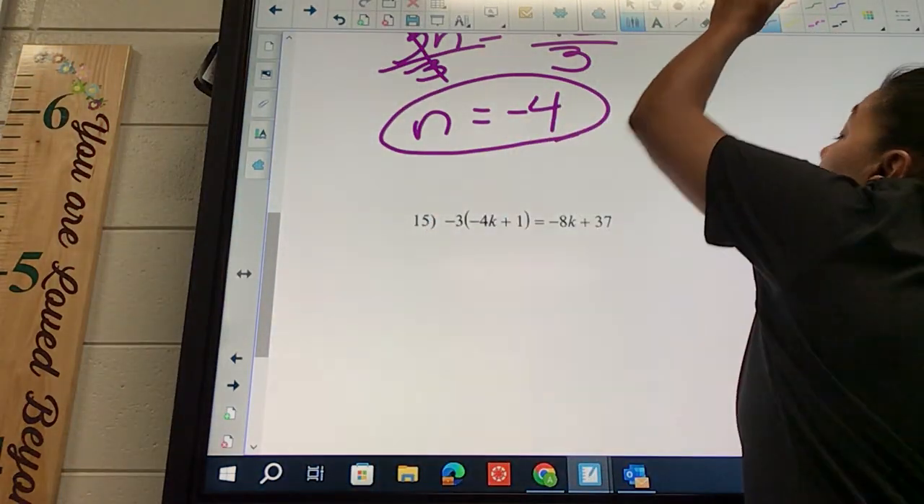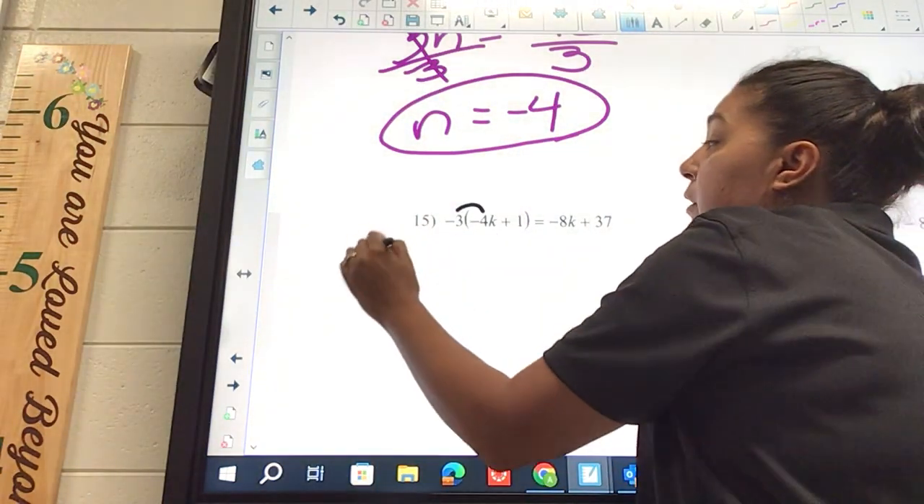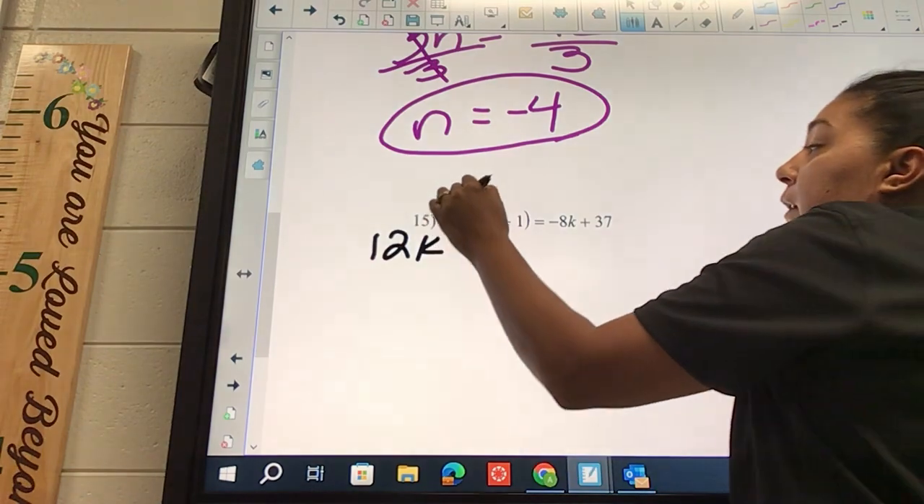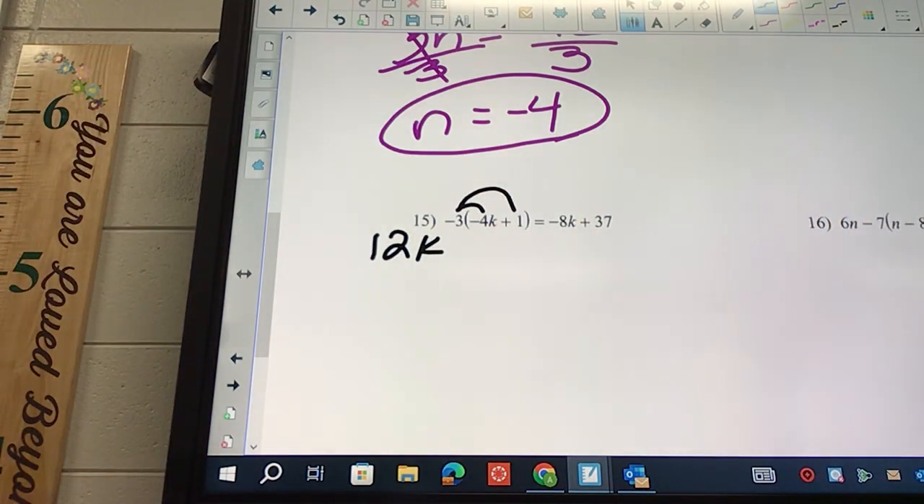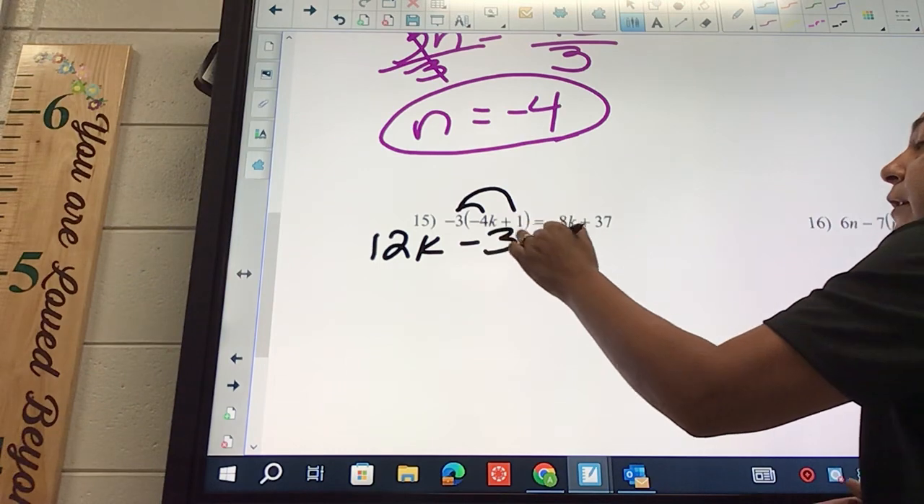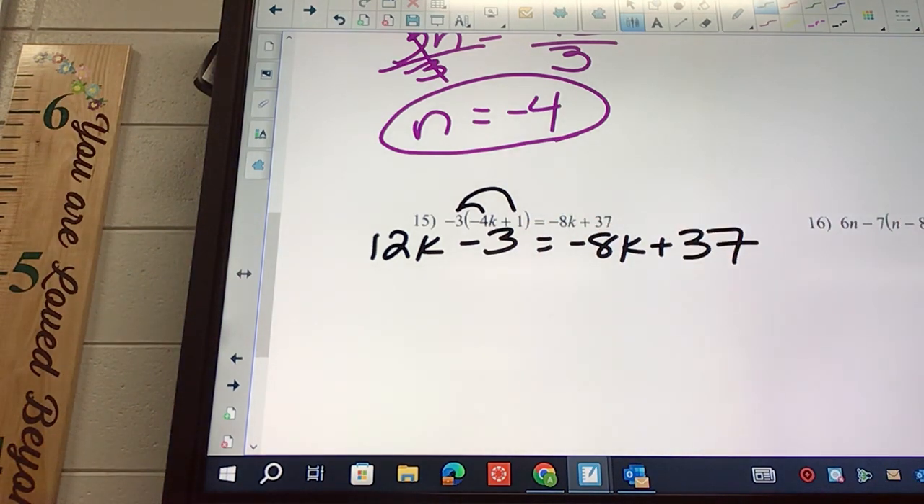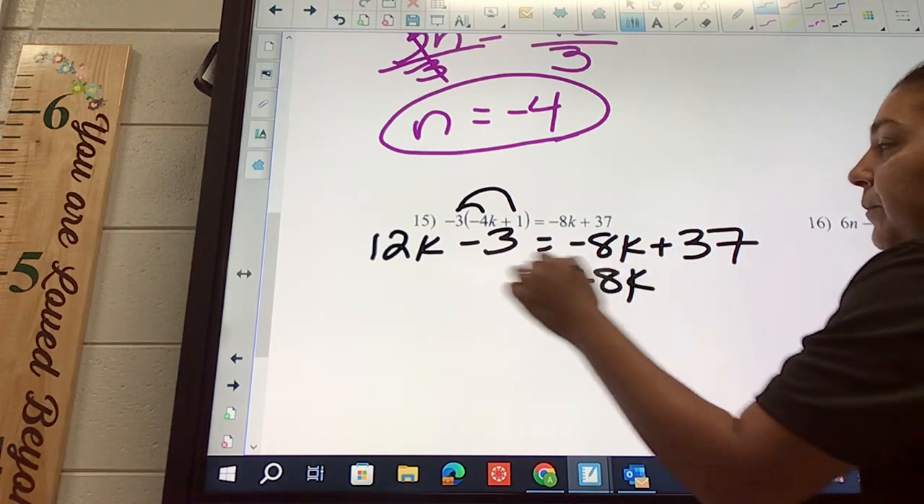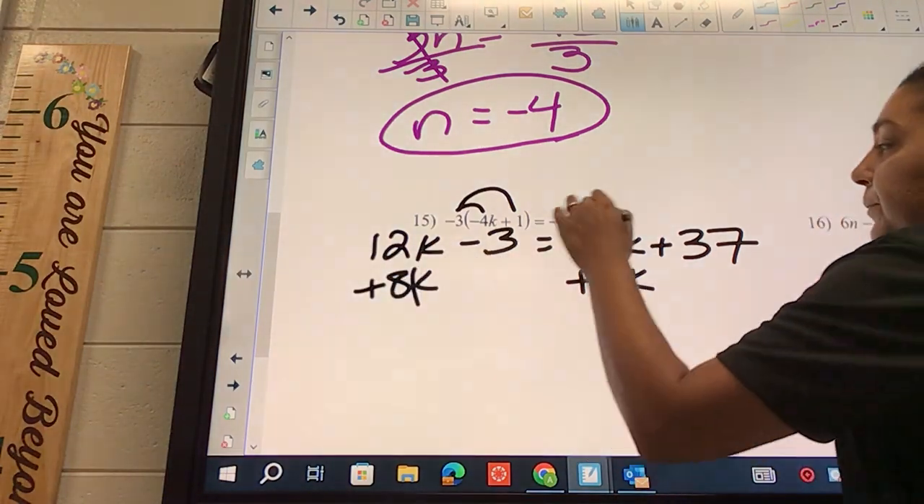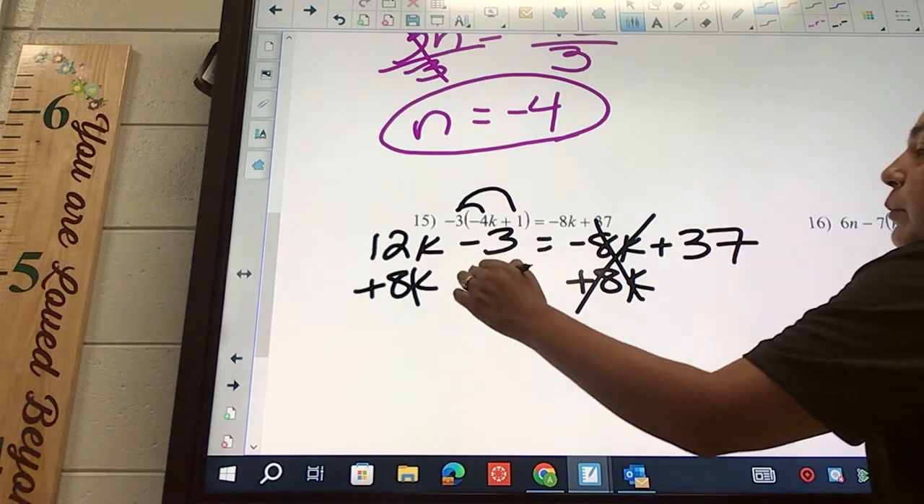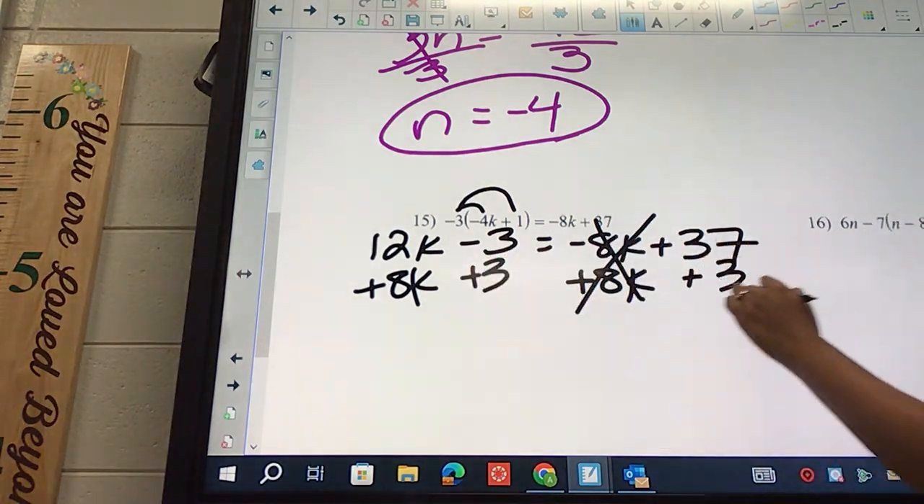Okay, 15, I got -3 times -4 is going to be positive 12k. -3 times 1 is going to be a -3 equals -8k plus 37. And then we can go ahead and start moving our letters to the left and the numbers to the right. So we're going to say a plus 8k plus 8k. And then a plus 3 and a plus 3.